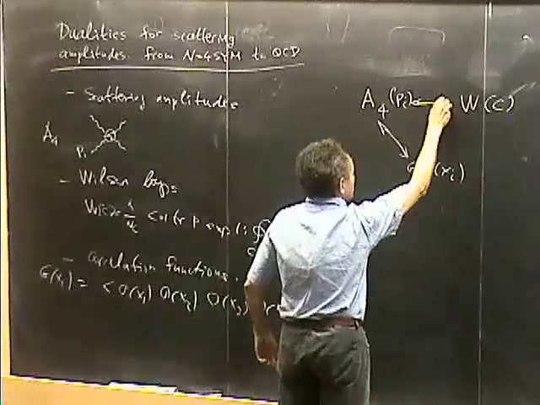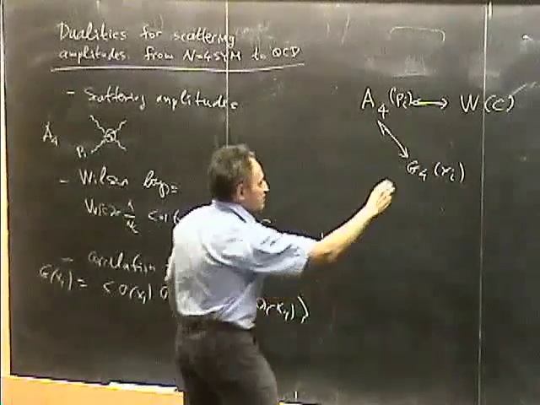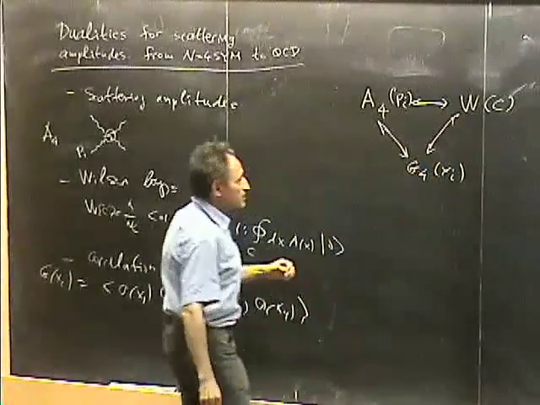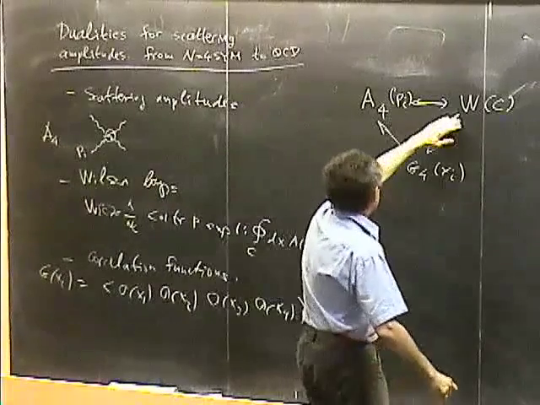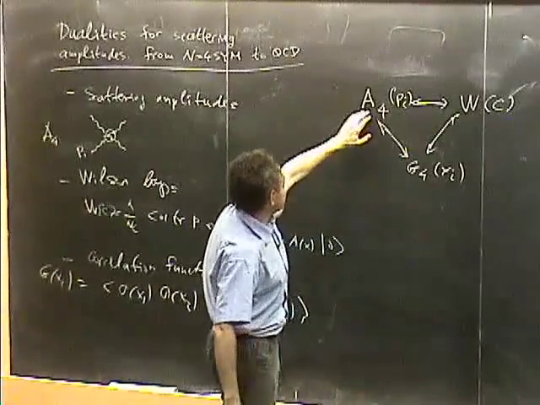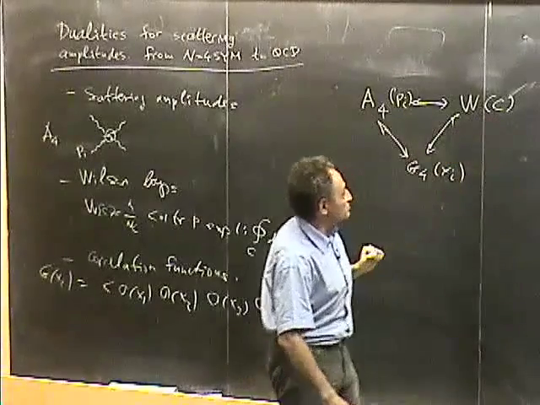So the idea of my talk will be to convince you that these three different quantities are actually interrelated to each other in certain limits. So what are those limits? First, let me start with the first, the horizontal line. So you have the scattering amplitude, and here you have the Wilson loop.